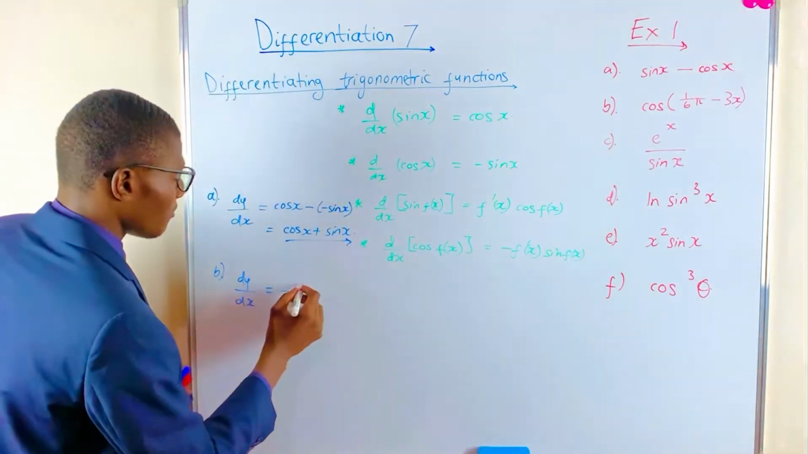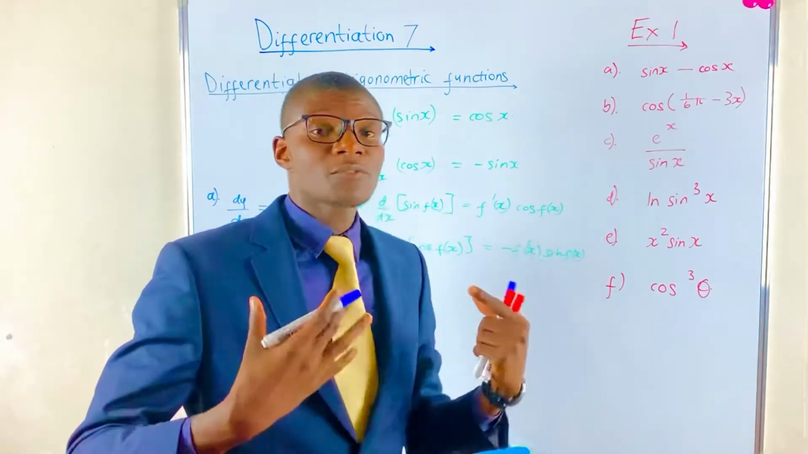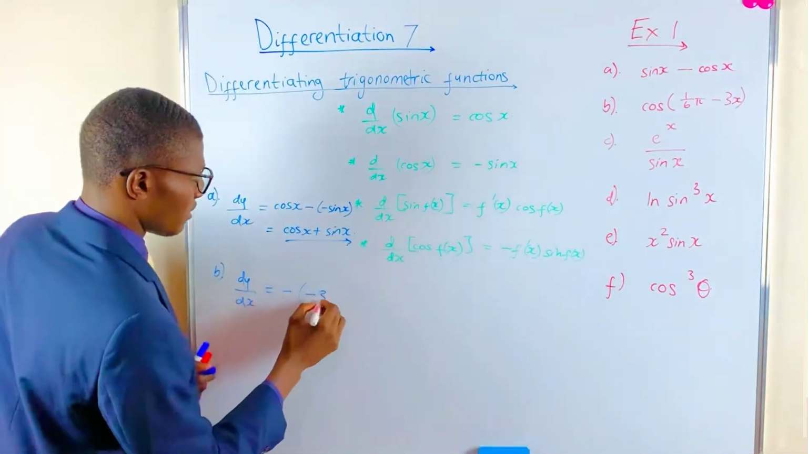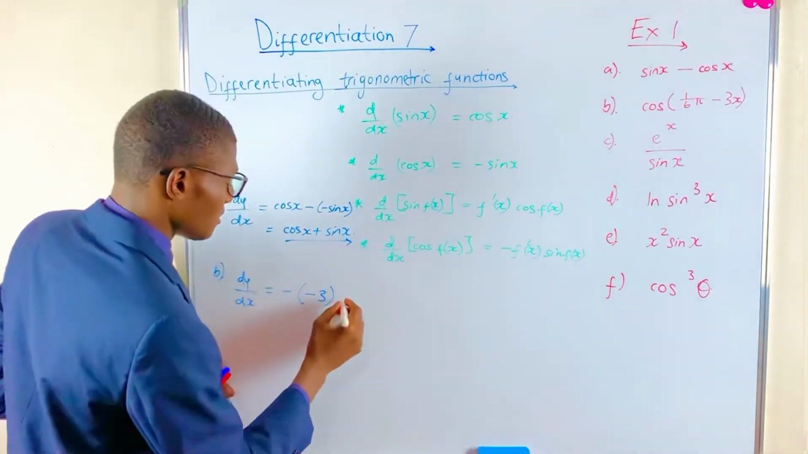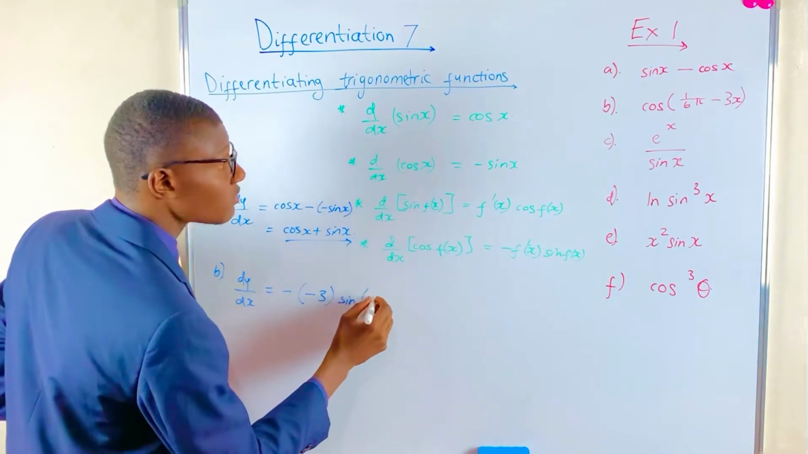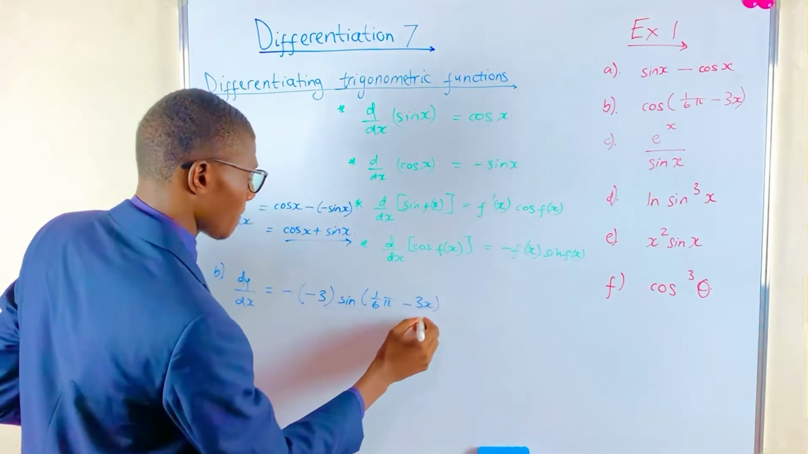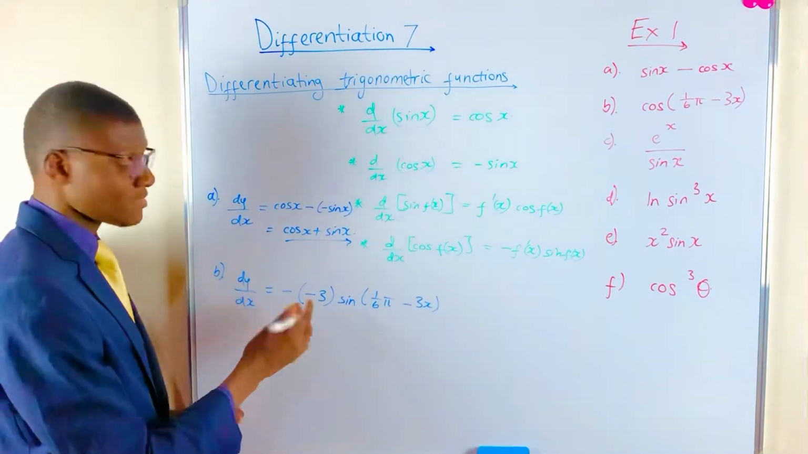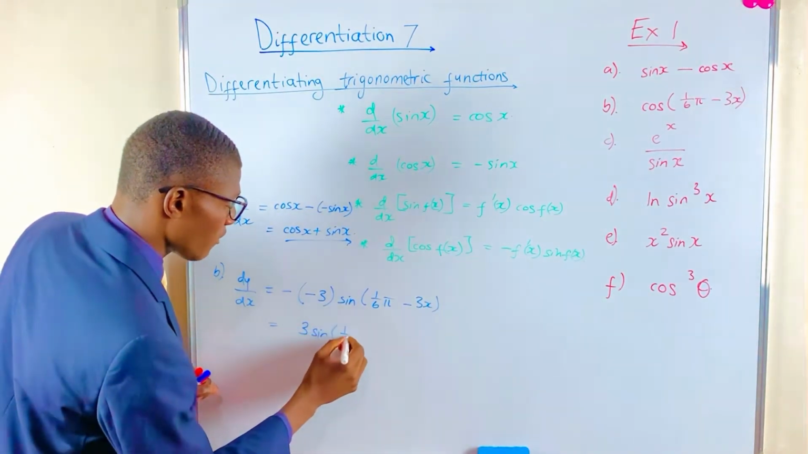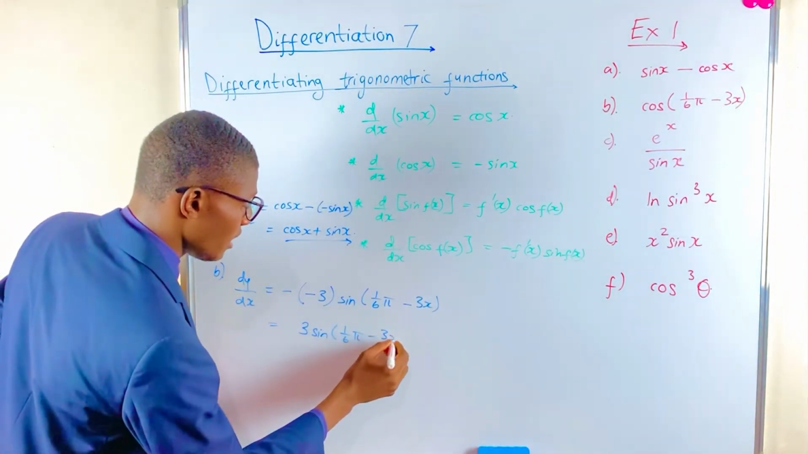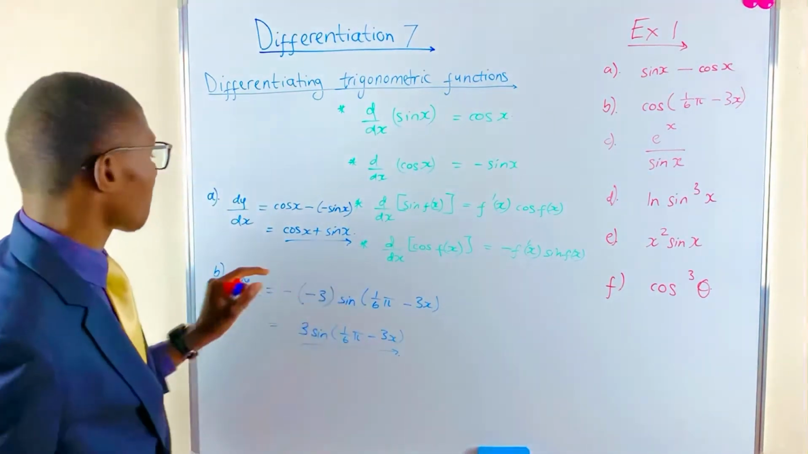So I say in brackets minus the derivative of 3x, we simply get a 3. So this is the f prime x. Then sine of f of x, that will be now sine of 1 over 6 pi minus 3x. And then we know minus times a minus will give us a plus. So the answer will be 3 sine of 1 over 6 pi minus 3x. Okay, this is the result that we get for the second part.